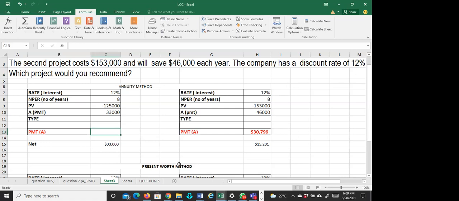Okay. This is the first question we just solved now. The number of years is 8 years. So I prepared two tables like this. Anybody can prepare this thing.